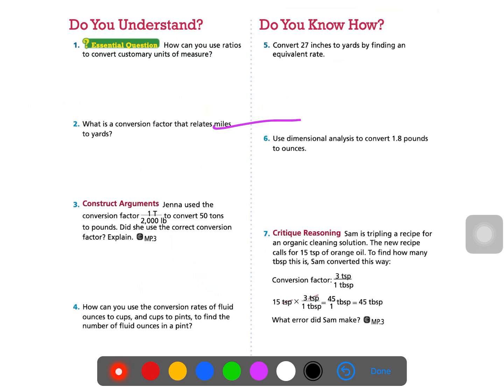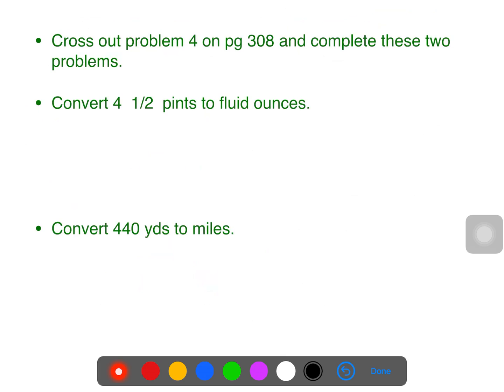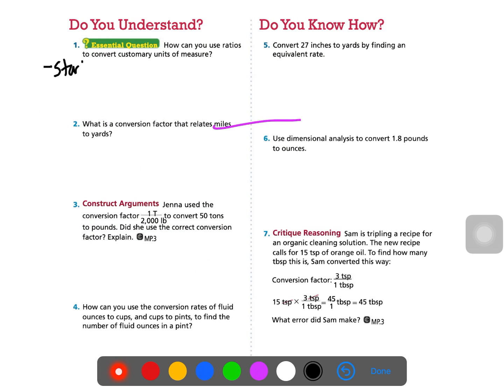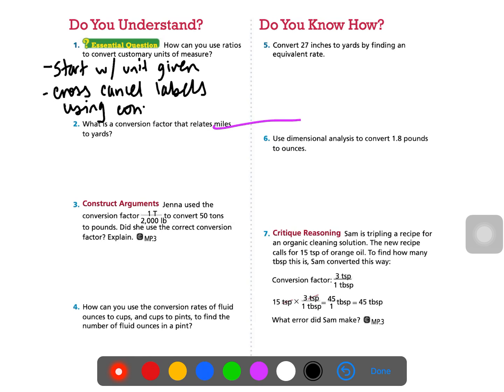Okay? Now, go over into the next page, 309, and let's sum up what we said. We said that when we convert customary units, we start with the unit given. We need to cross cancel labels using your conversion rates. And then you multiply and you simplify. Okay, make sure you copy that down.